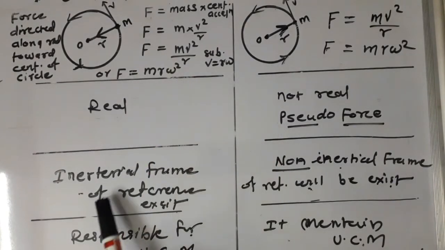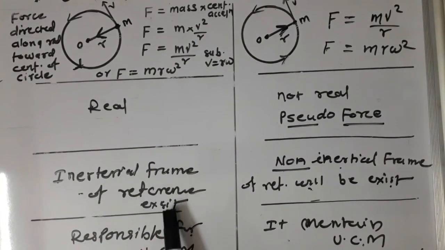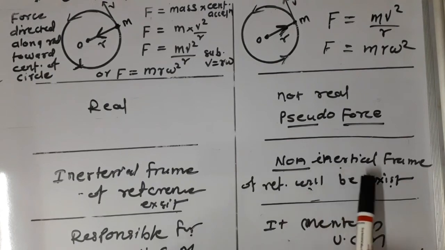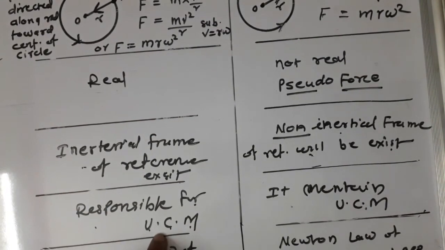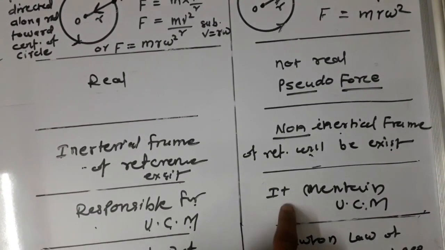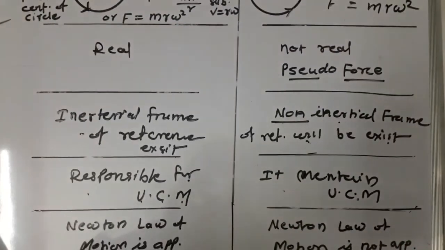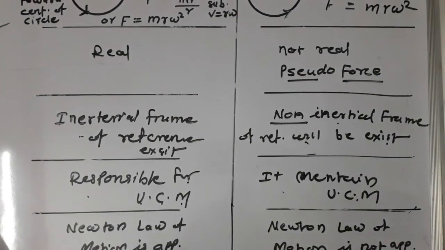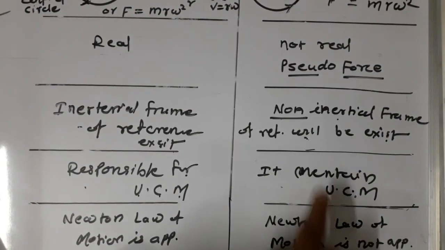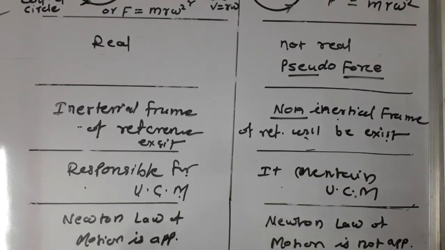Then in centripetal force, the inertial frame of reference exists. Here, the non-inertial frame of reference exists. Then the centripetal force is responsible for UCM, and the centrifugal force maintains the UCM. And the last one: Newton's law of motion is applicable in centripetal force, and Newton's law of motion is not applicable in centrifugal force. Okay, this is the main distinction between centripetal and centrifugal.